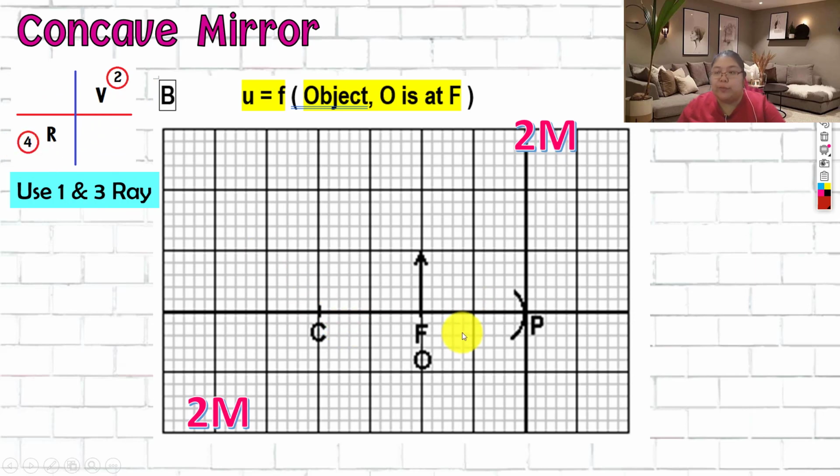Okay, now we start with the first ray. Continue, go to the F. For the second ray, we want to use the third ray. Straightforward, go to C. From the object, go to the C, make it longer until it hits the mirror.